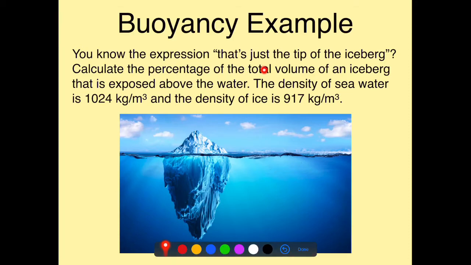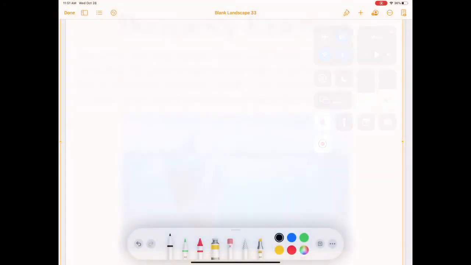Calculate the percentage of the total volume of an iceberg that is exposed above the water. In order to do this, we're going to need to know that the density of seawater is 1,024 kilograms per cubic meter, and the density of ice is 917 kilograms per cubic meter. Okay, so let's work this out. We'll start by drawing a diagram. Here's the surface of the water. Here's the iceberg, and most of it is below the surface like this.